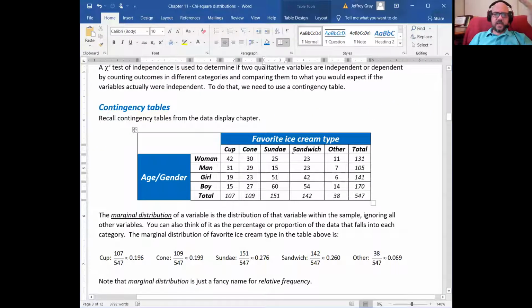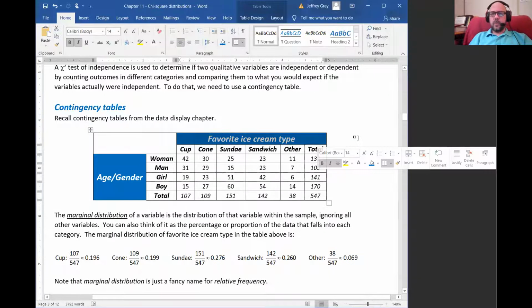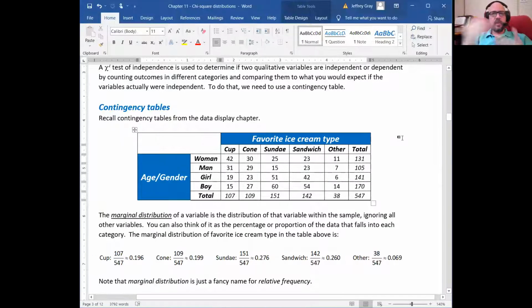If it was the case that neither age nor gender, in other words, whether you're a woman, man, girl, or boy, mattered, you would expect all of those categories of the variable age gender to have the same favorite ice cream types. Or rather, you would expect the distribution of favorite ice cream type to be approximately the same across those 4 categories of the variable. So here's the idea.